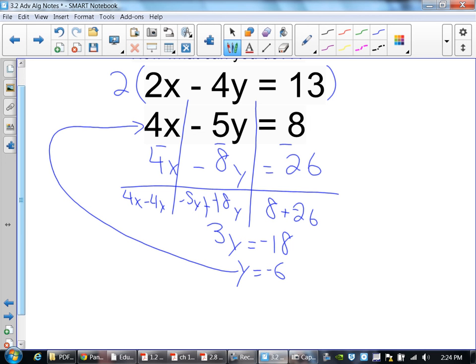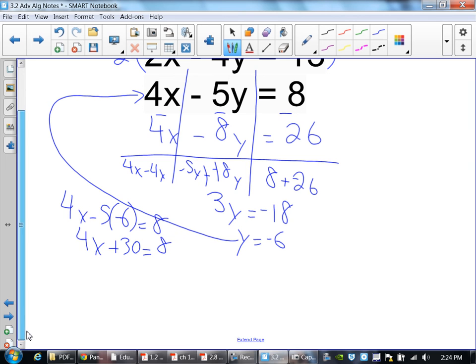Remember, it does not matter which equation you choose to resubstitute back in. It really doesn't. We'll go with the second one this time. 4x minus 5 times negative 6 is 8. 4x plus 30. And I'm going to get a fraction of negative 11 over 2.